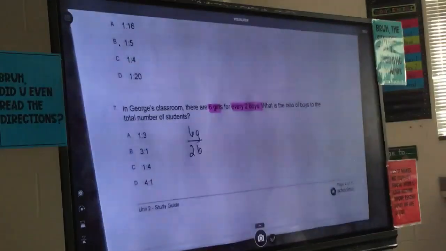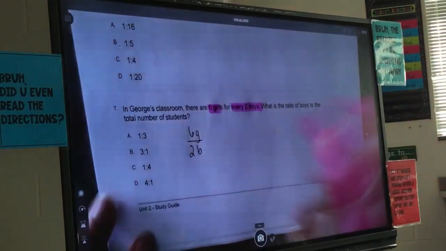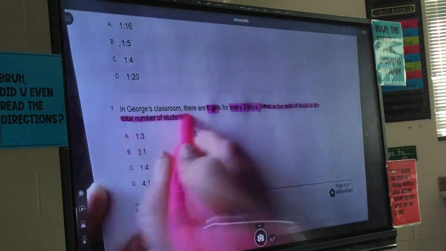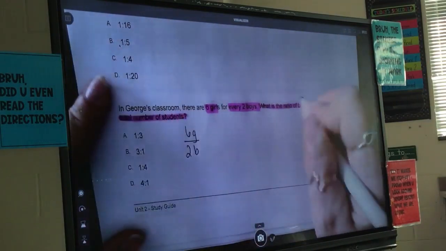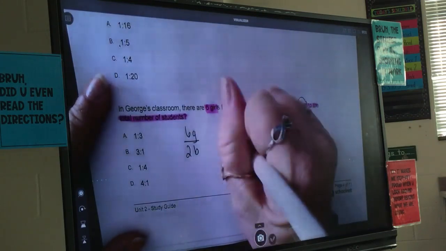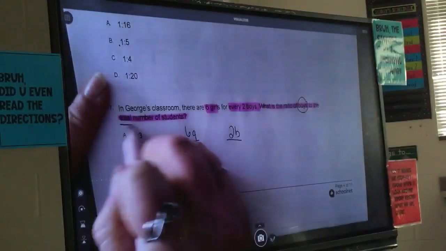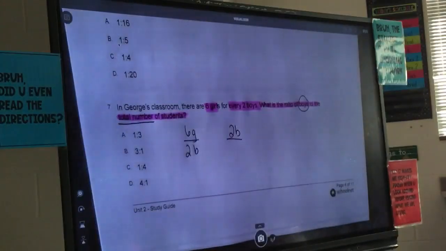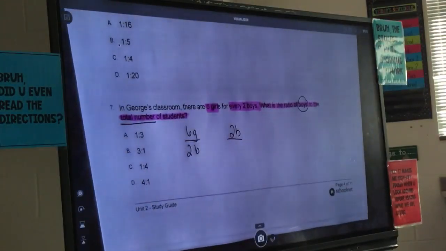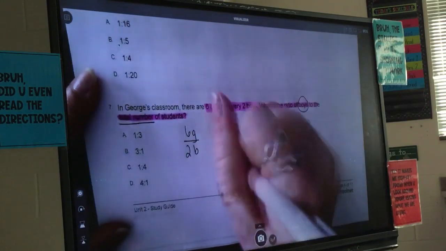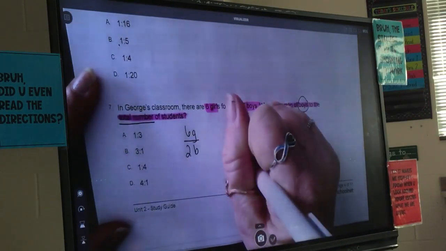Okay? Now, the question is asking, what is the ratio of boys to total number of students? So we need boys. Do we already have that number? Yes. All right, so we're going to have 2 boys and then total number. How do we figure out what the total number is? So we're going to do 6 plus 2. That is going to give us 8. So we have a total of 8 students.